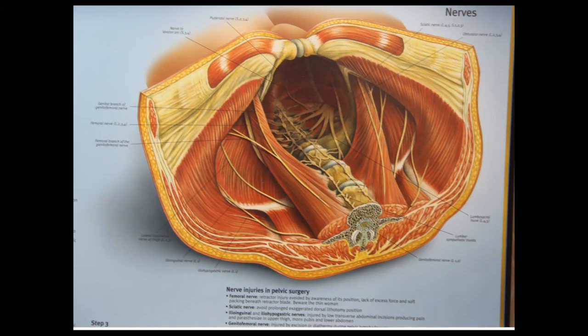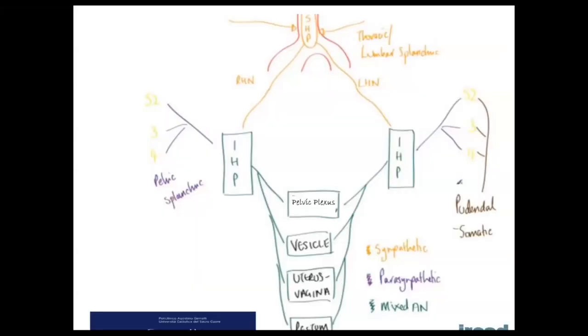And this is important, especially when you're working in the Okabayashi space, and if you're doing radical hysterectomy and also deep endometriosis. If you cut bilaterally, then you affect the innervation of the bladder. So this is how it looks diagrammatically.